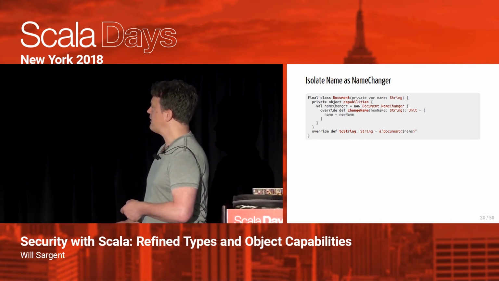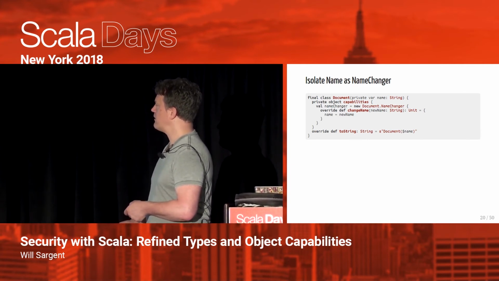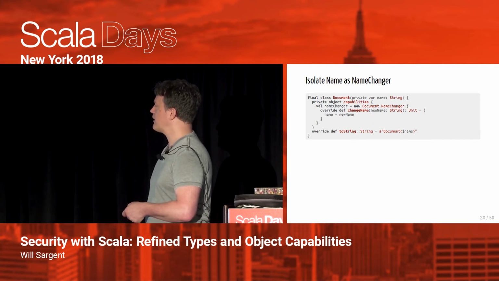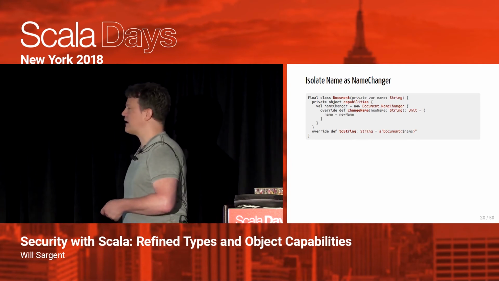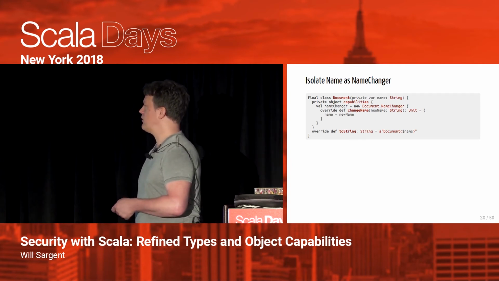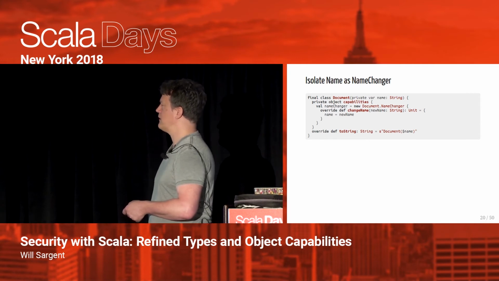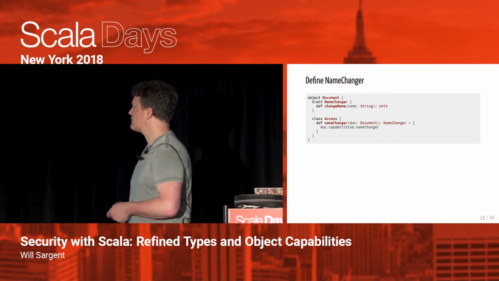So what we do here is we take the document, we make this private. We create a private object capabilities internally here. And we say, we're going to expose this change name such that we can actually change this guy through this guy. So because this is a private object, nothing external to this class or to the singleton object, the companion, can actually touch this guy. So if you try to look at a document by itself, there's nothing you can touch. You can't change the name because the access modifier won't allow you to do it.